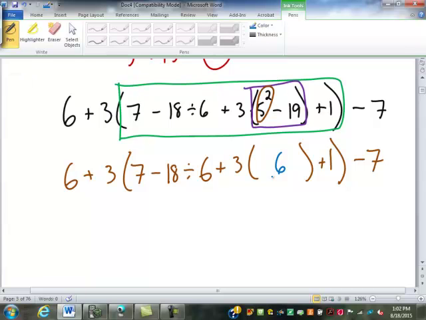Once we've reduced what's inside a set of enclosing symbols to a single number, we don't need the enclosing symbol anymore. We can get rid of the enclosing symbol. Now with the parentheses, there's nothing else to do other than just get rid of the parentheses.